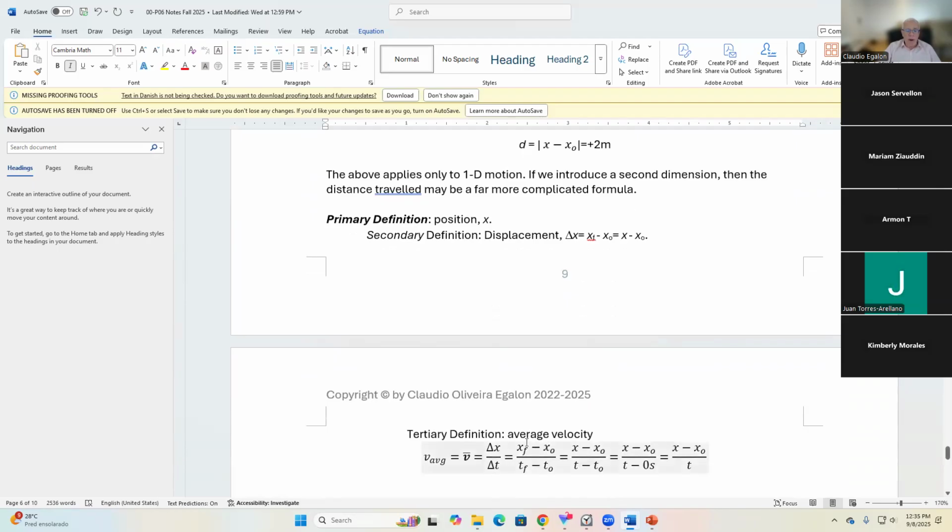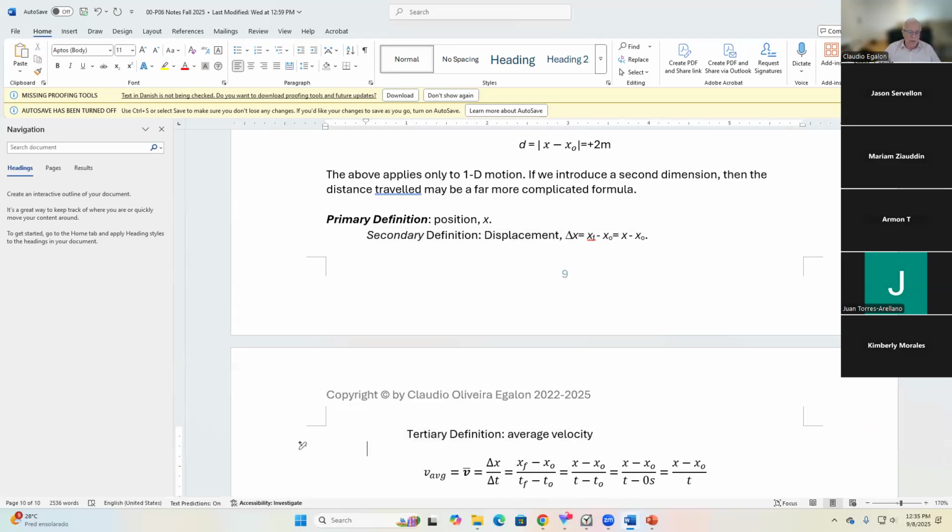And the average velocity is a tertiary definition. It's not even secondary, it's a tertiary. Primary starts with the position, secondary is going to be the displacement, and then the average velocity is a tertiary definition. And you can keep on going on and on, right? Quaternary, and so on. Primary, secondary, tertiary, quaternary, and so on.